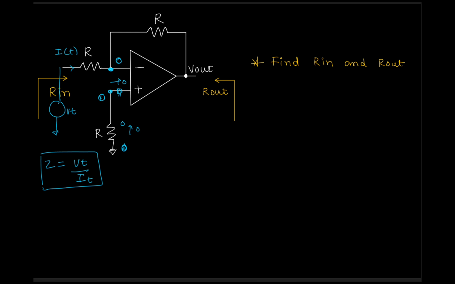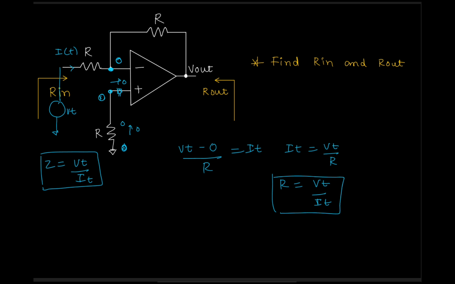Okay, so now you can apply the KVL. (Vt minus 0) by R is equal to It. So now It is Vt by R, so your Z is R. Okay, so you got this value. Good. Rin is equal to R. Okay, so now let's go to the R out.